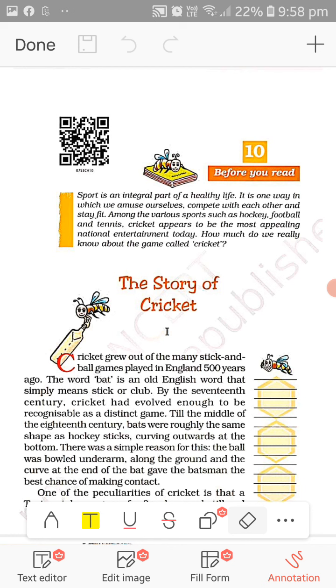And how much do we really know about the game of cricket? Let us learn this chapter through which you can learn much about cricket: how it started, what the rules are, who were the first members who started cricket, and so on. Everything will be known in this chapter. So let's begin. Children, first we learn about the history of cricket.